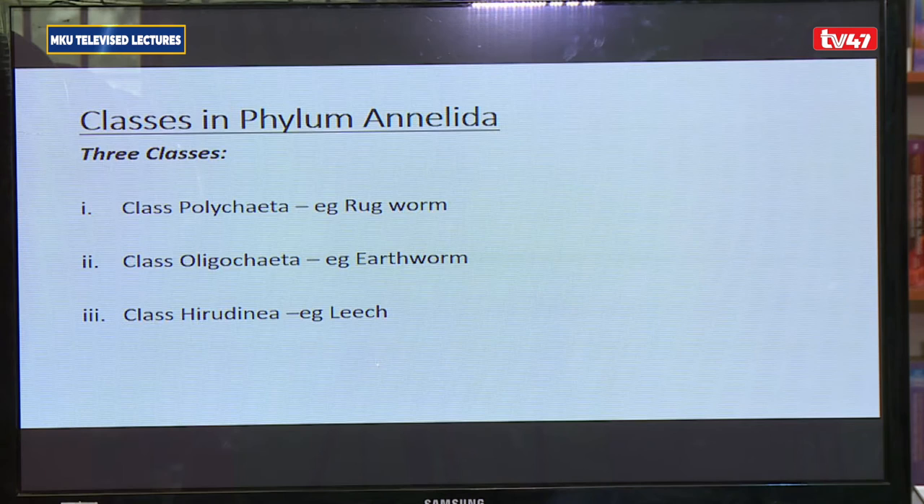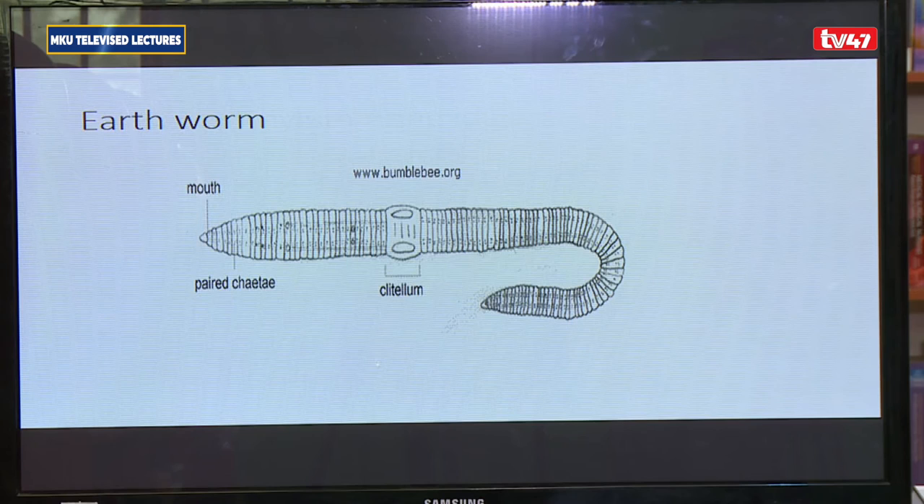For the Oligochaeta, the annelids in this class have few chitae and they do not have parapodia. So the few chitae are directly connected to the body segments of the worm. For class Hirudinea, they do not have parapodia or chitae, but they are segmented worms. For an illustration of an annelid, we have the earthworm. The earthworm is in class Oligochaeta, meaning they have few chitae and parapodia are not present.